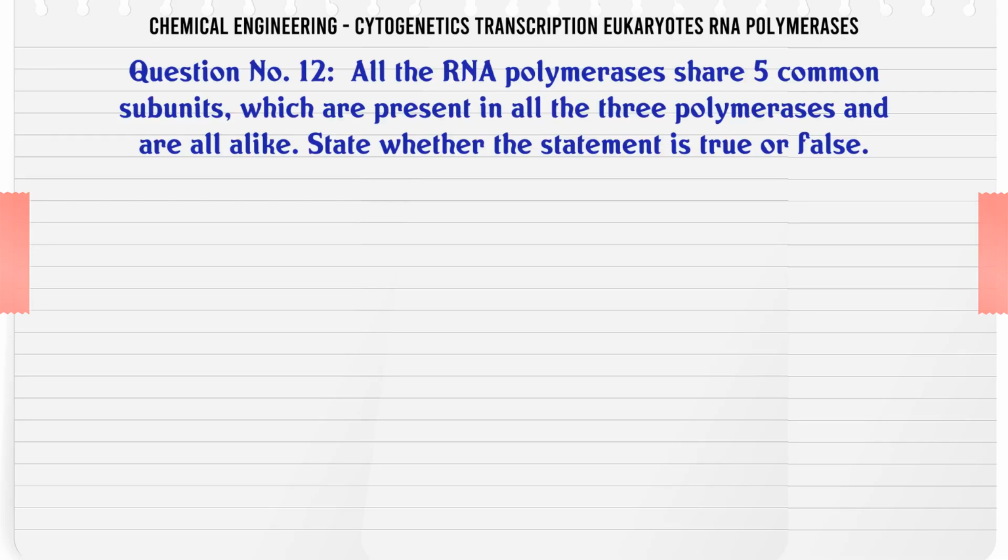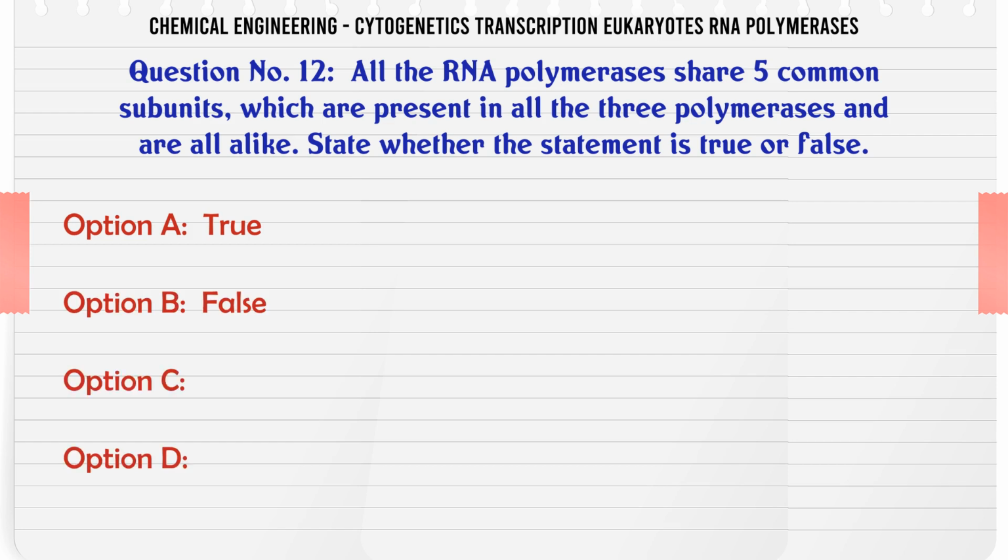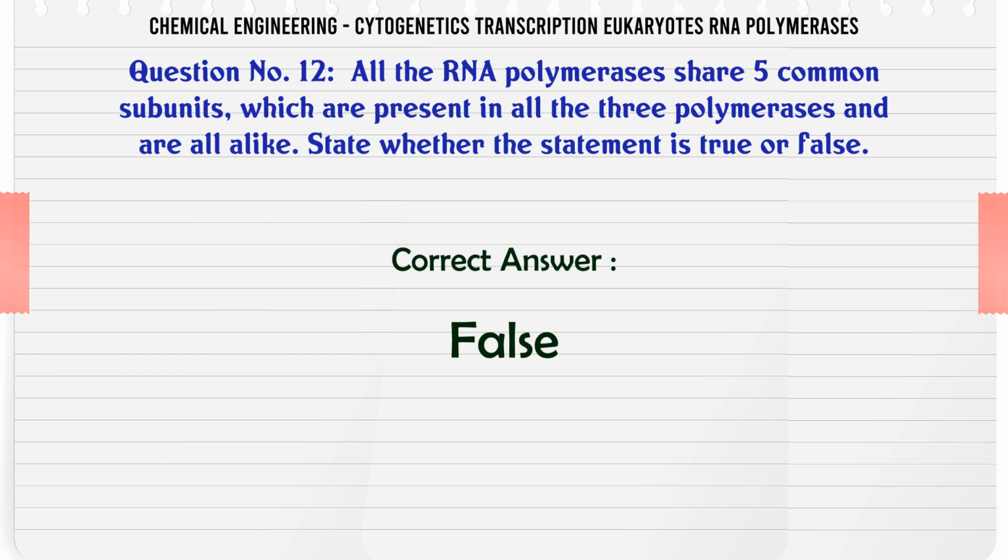All the RNA polymerases share 5 common subunits which are present in all the 3 polymerases and are all alike. State whether the statement is true or false. A: true, B: false. The correct answer is false.